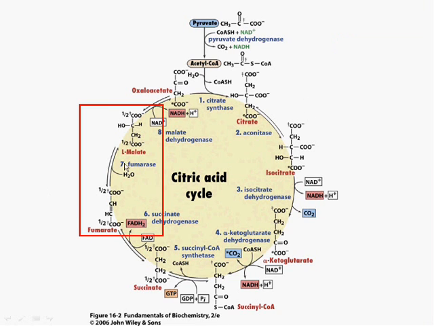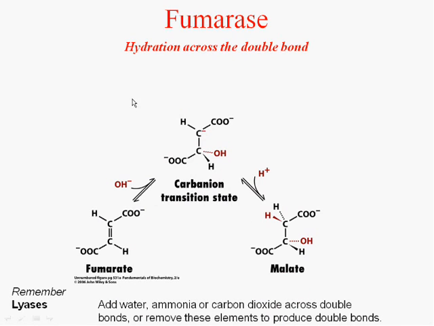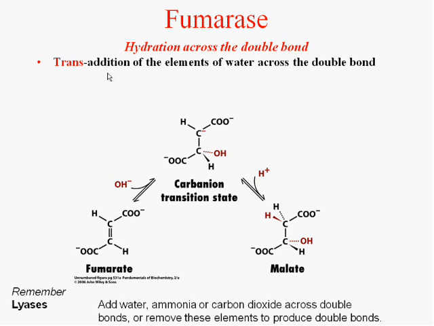The next reaction we're going to look at in the TCA, the second to last reaction, is catalyzed by an enzyme called fumarase, where fumarate is converted to L-malate. Here's the reaction. It's actually hydration across a double bond. There's fumarate. You add OH to it, and you get this carbanion form. This is a reversible step, and then you add an H+, and you end up with malate. There's addition of the elements of water, OH- and H+, across a double bond.